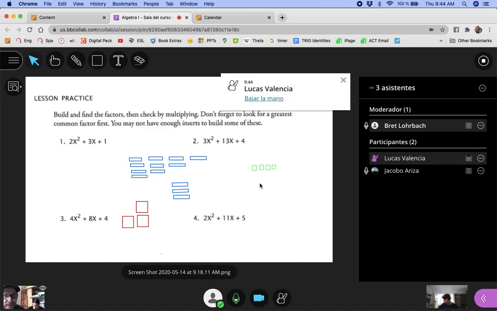But the idea is, Amy cannot put 3 blue boxes standing up here, because we don't know what x is. X could be 3, x could be 7, or 7,000. Who knows? It's a number. All right, Lucas, question.